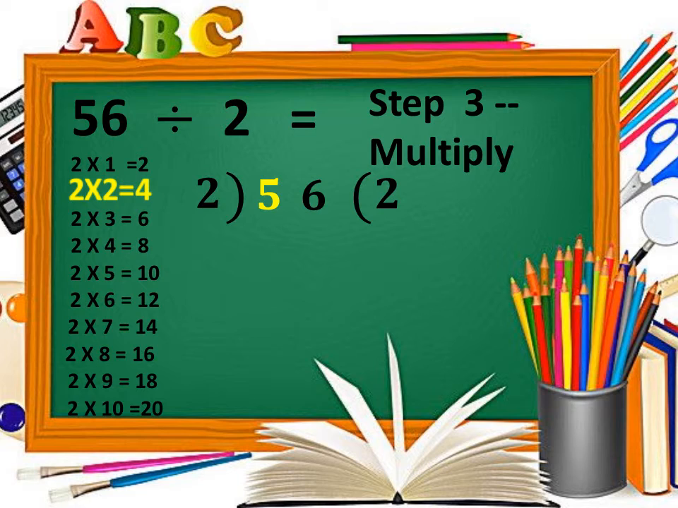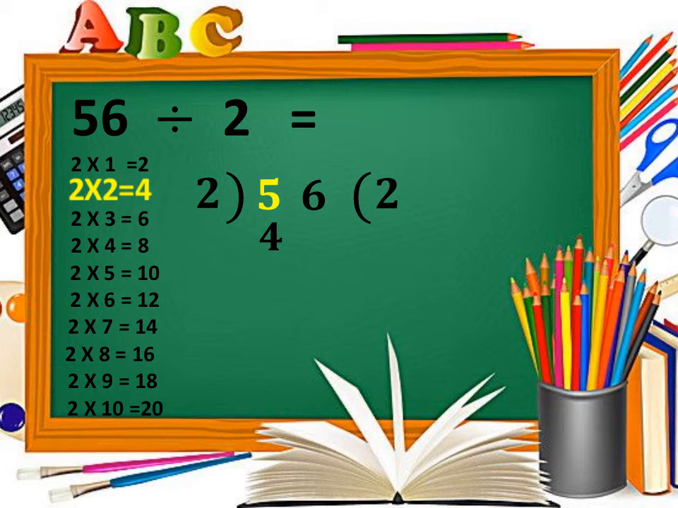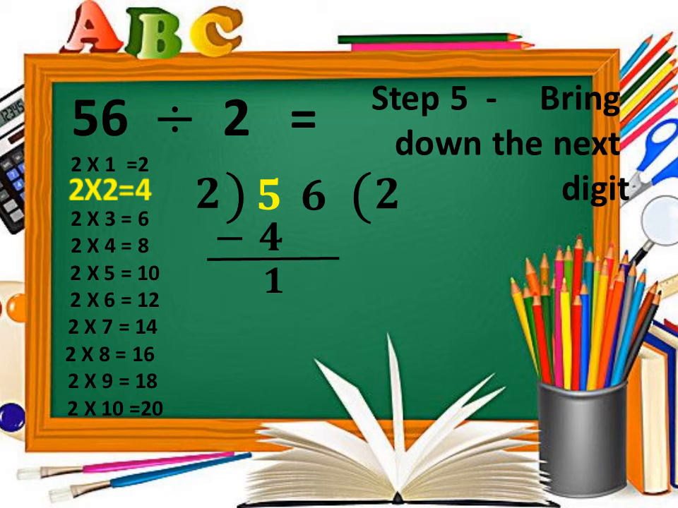Step 3 is to multiply 2 by 2. As we know, 2 into 2 equals 4. We write the number 4 in the tens column under 5. Step 4 is to subtract 4 from 5, which is equal to 1. We write this 1 in tens column. Step 5 is to bring down the next digit, that is 6.